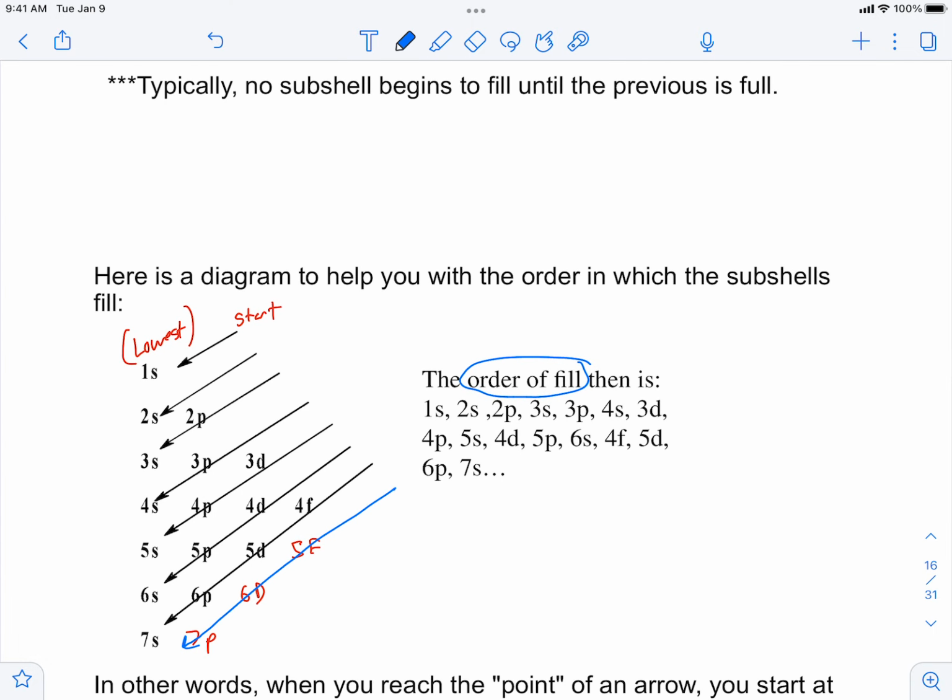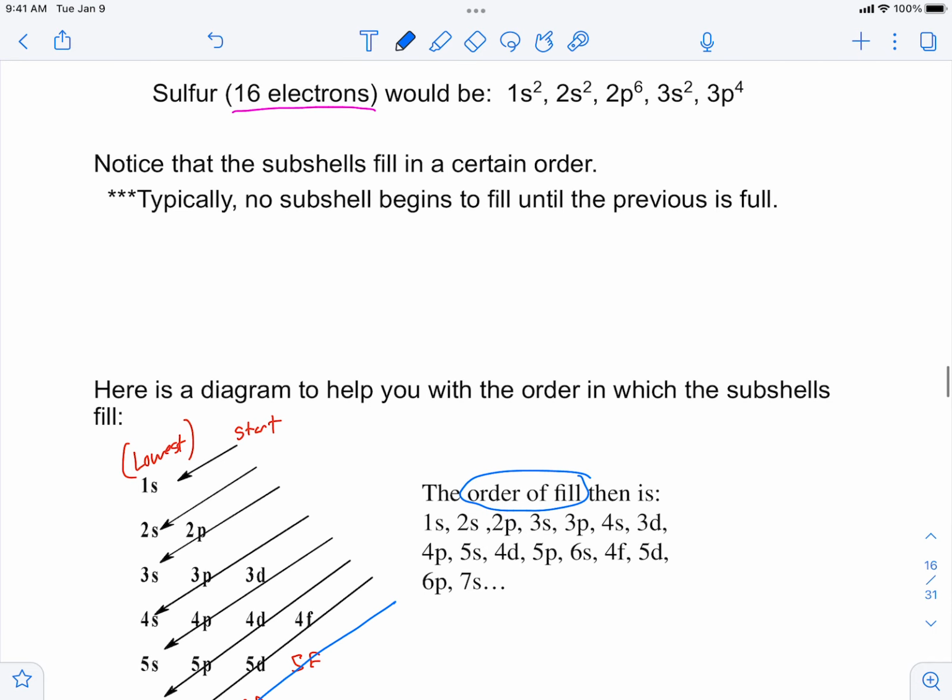Okay, so now you know enough, I think, to make sense of this. So I'm going to pick an element. I'm going to use fluorine. Fluorine has how many electrons? 9. Okay. Using the order of fill and using the knowledge of how many electrons are filled in each sublevel, I'm going to sort and organize the electrons in fluorine.